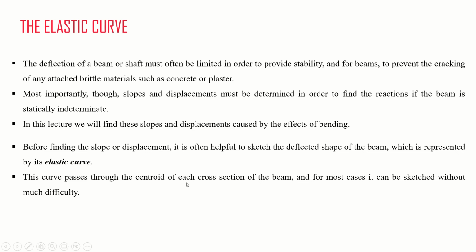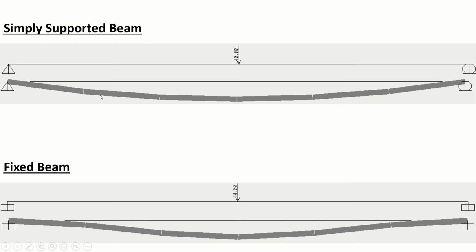This curve passes through the centroid of each cross section of the beam, and for most cases it can be sketched without much difficulty. So the elastic curve is basically representing the longitudinal center line of the beam. Now here is an example of a simply supported beam. You can see a simply supported beam where a hinge support and roller support are there, and a point load has been applied at its center. So the beam deflects in this way, right?